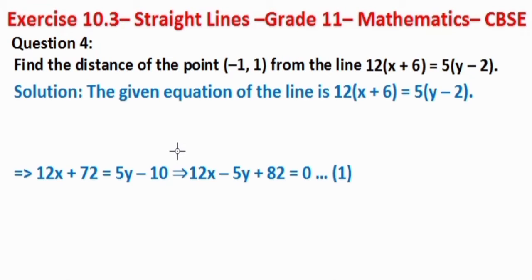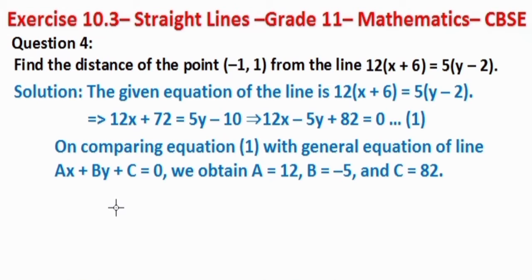First, the equation: 12 into x, 12x. 12 into 6, 72. Then 5 into y, 5y. 5 into minus 2, minus 10. Then transposing 5y and minus 10 to the left hand side of the equation, what happened? 12x minus 5y plus 82 is equal to 0. Because minus 10 when it comes to the other side becomes plus 10, right? Then on comparing equation 1 with the general equation of the line ax plus by plus c is equal to 0, we obtain a equal to 12, b equal to minus 5 and c is equal to 82.